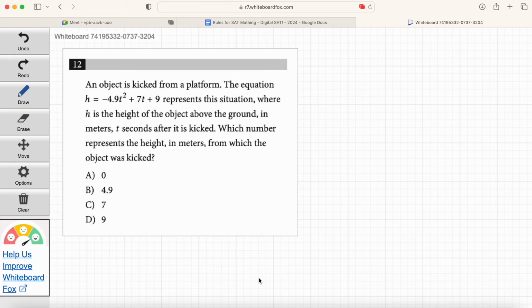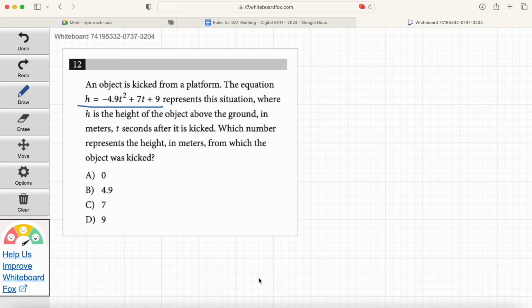I think so. We've got a ball being kicked off a platform, and we have an expression representing the situation. We need to figure out the height when the object was kicked. I'm guessing it's not obvious, looking at this equation, what the height is. It's just a bunch of numbers. It's not obvious. This is a really tough question. We're just trying to interpret that expression.